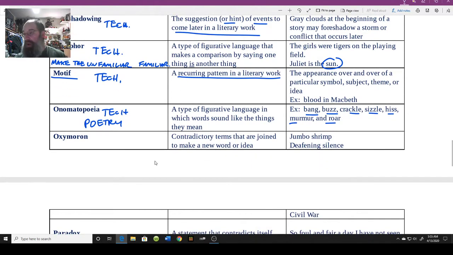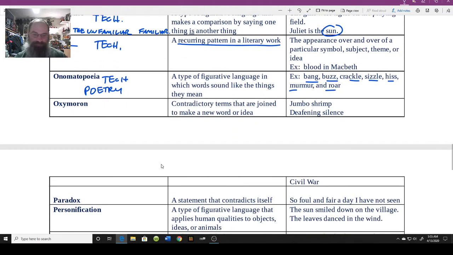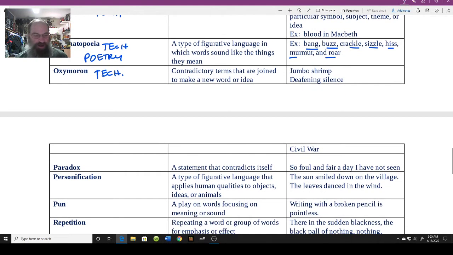Oxymoron is a type of irony. It's a technique. Paradox is a technique. Paradox is a situation in which competing ideas are both true. So, "foul and fair" I have not seen. So here's an interesting paradox.